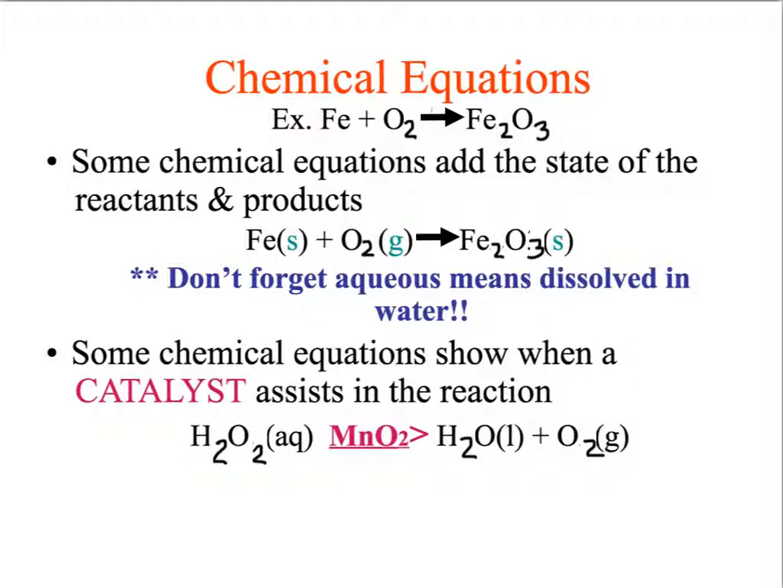The law of conservation of matter says that matter can't be created or destroyed. So if I have 2 irons coming out on the right, they had to come from somewhere, and that's where balancing equations is going to come in.